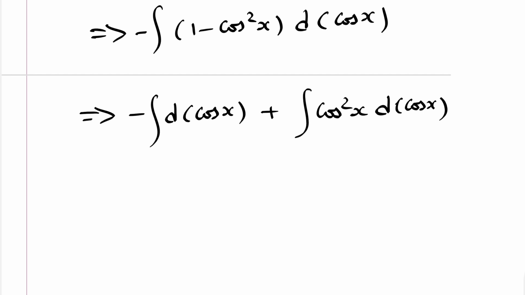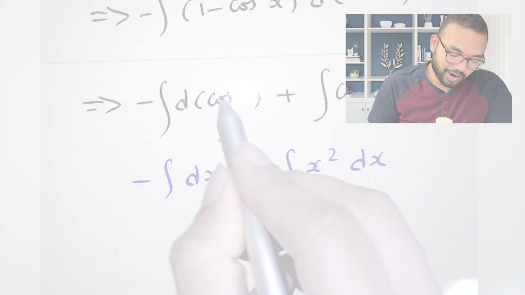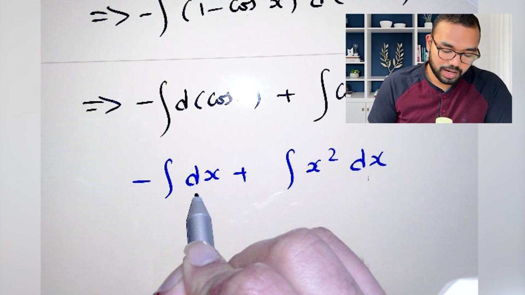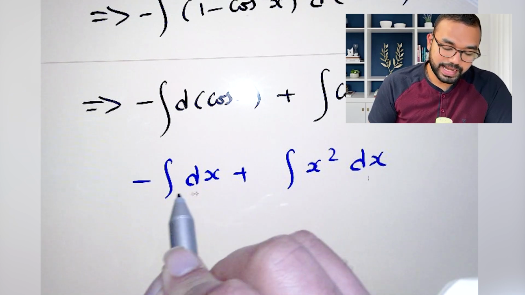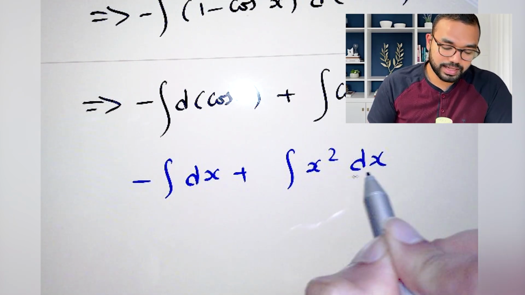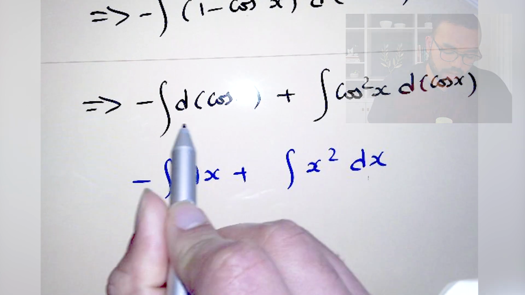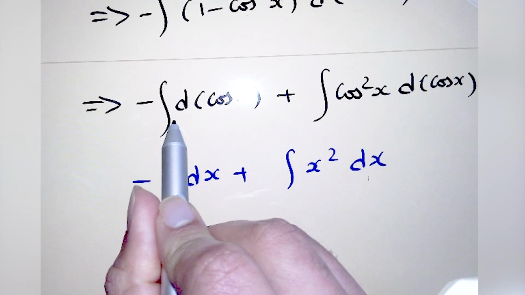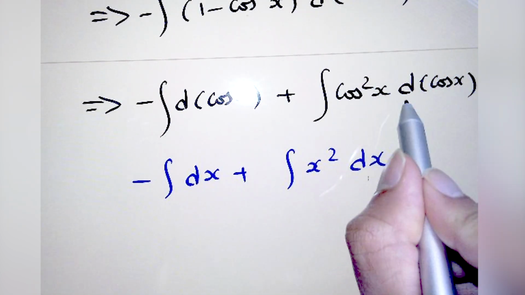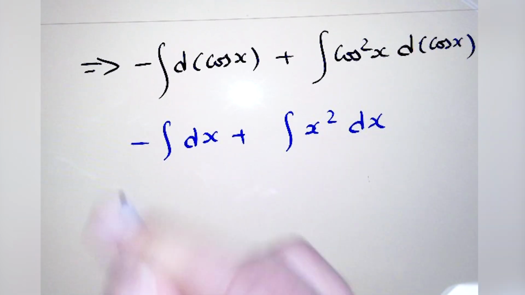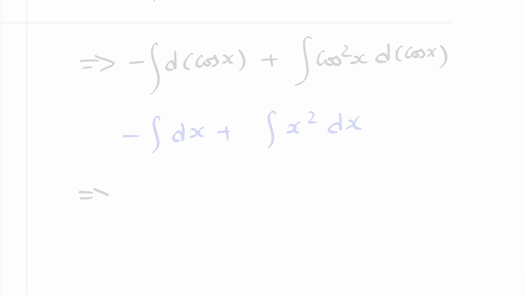Isn't this looking like our standard formulas? Minus integral dx plus integral x square dx, right? But we just have cos x. We know how to integrate dx and integral x square dx. In the same way, we can integrate d of cos x and cos square x d of cos x. So what do you think is our final answer?